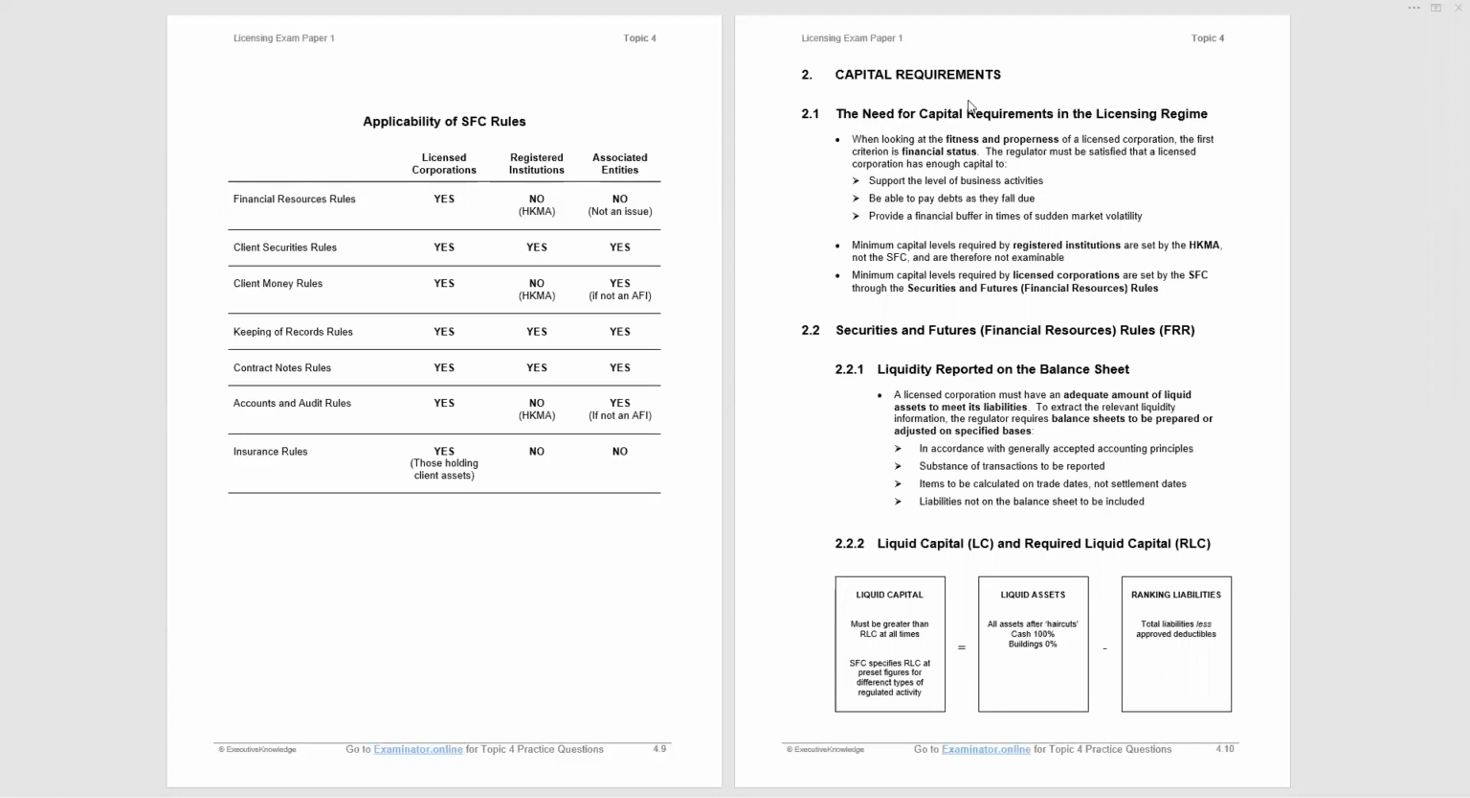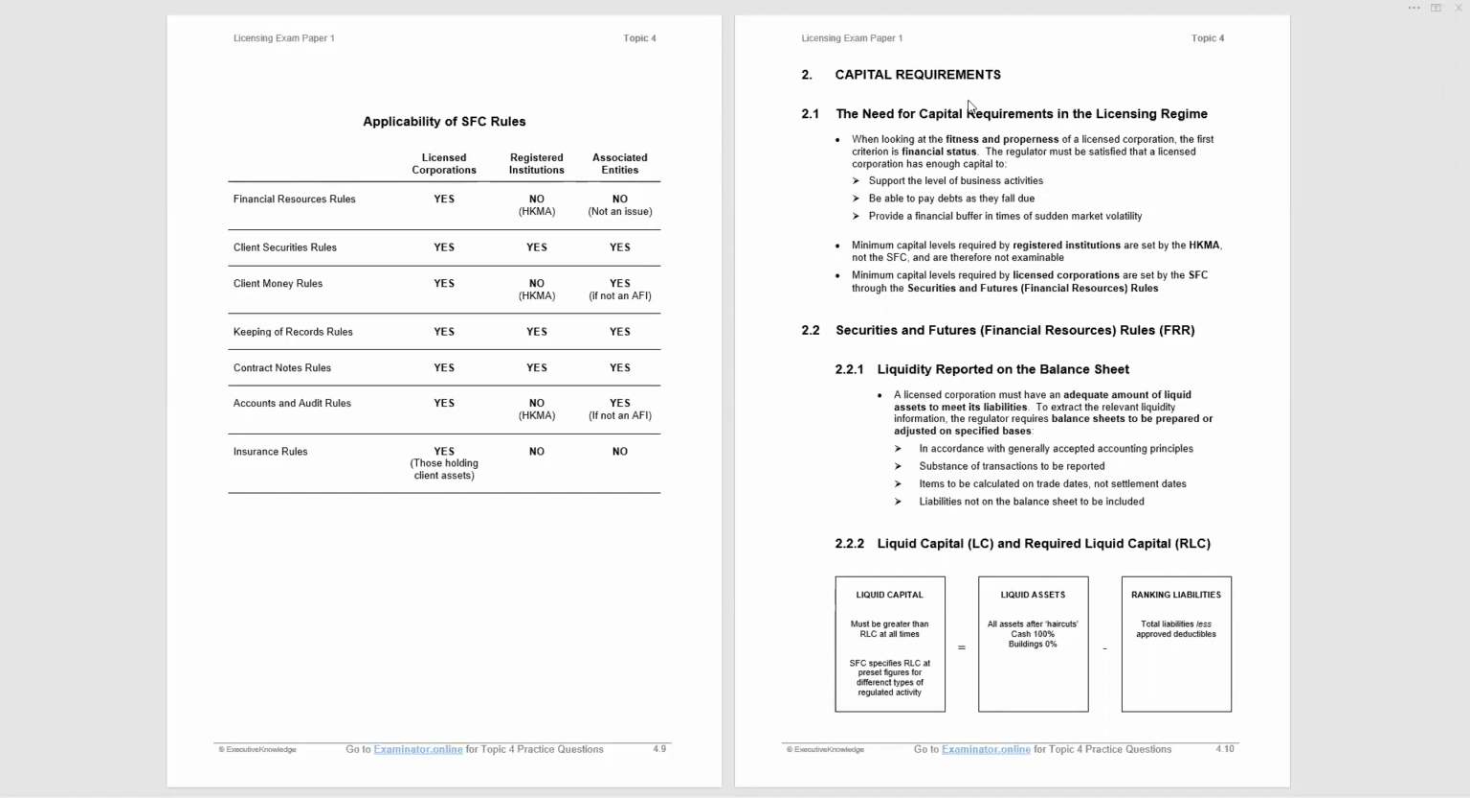What about registered institutions? Now remember, registered institutions are directly supervised by the Hong Kong Monetary Authority, and they're registered to carry out SFC regulated activities. Well, the rules that do not apply to registered institutions are in areas where the HKMA take a role. Anything to do with money. So you will see the financial resource rules do not apply to registered institutions. Client money rules do not apply to registered institutions. And accounts and audit rules, well, they're fairly sensitive. No, they don't apply to registered institutions because the HKMA has their own requirements for financial resources, for client money, and for accounts and audit. But the other rules do apply to registered institutions.